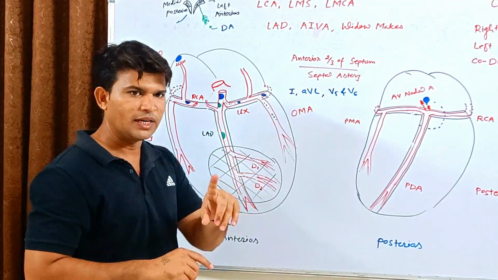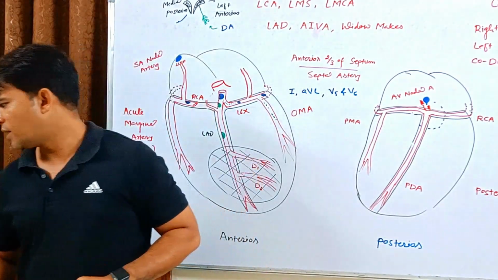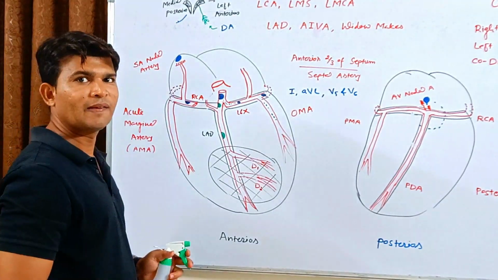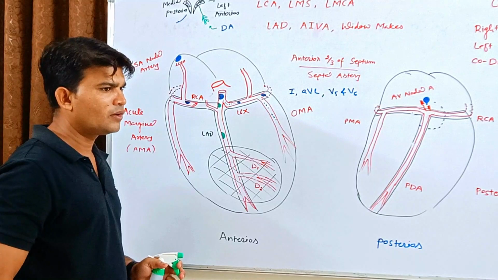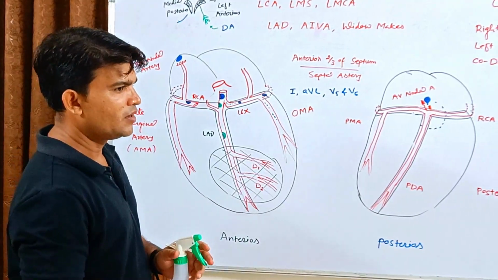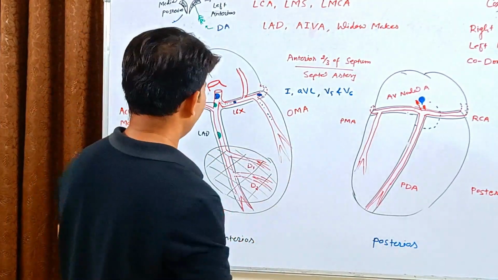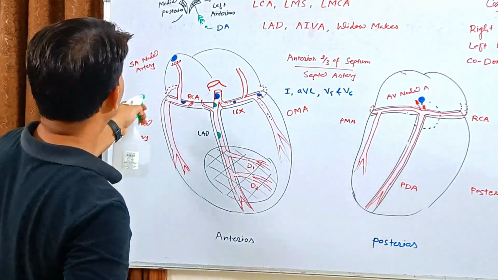Clear? Okay, let me clear it up. The diagonal 1 and 2 are also called OM1 and OM2, the obtuse marginal arteries. Yes. No, that is the diagonal, for D.